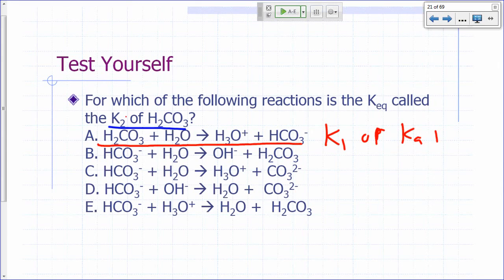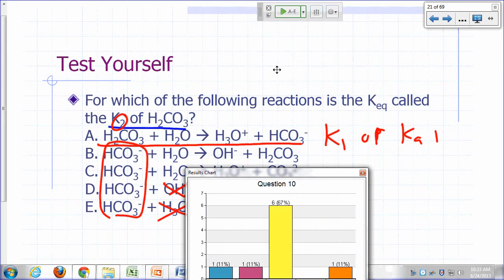That's the first step. K2 means after you've taken out one hydrogen, so this must be your reactant, right? But Ka or Ka2 means reacting with water, so it can't be this. It has to be reacting with water, transferring a proton to water. Okay? So which one is it, B or C? Let's see what you pick. C. Very good.